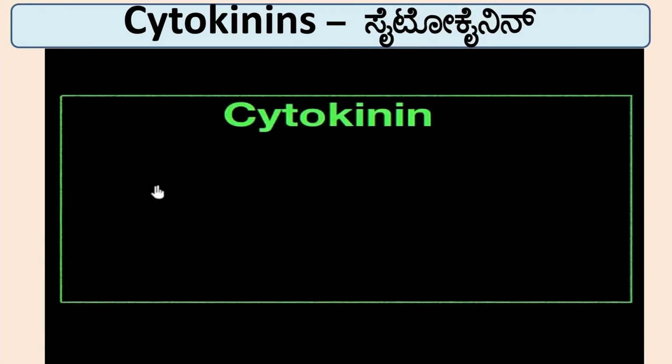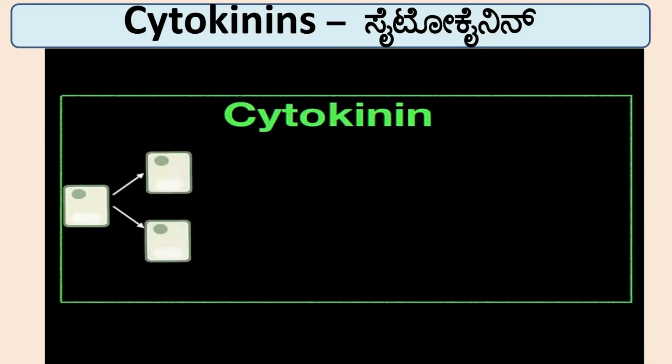Next we will see cytokinins. As the name itself suggests, cyto means cell, kinins means division. So, one cell will divide into 2, 2 into 4. Like this it helps in the growth of the overall plant body. If it divides laterally, the girth will increase. If it divides vertically, the height and depth will increase. So, the cytokinins help in the growth of the plant.